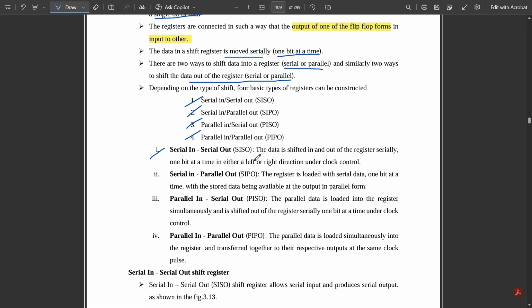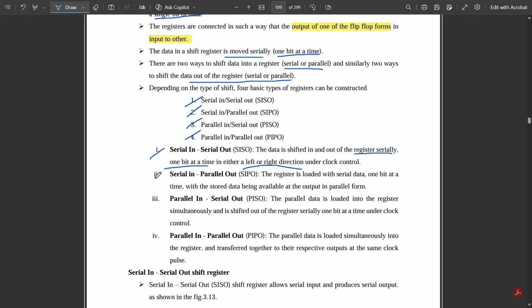The data is shifted in and out of the register serially, one bit at a time, in either the left or right direction under clock control. One thing you need to keep in mind is that all these four basic types of registers operate under clock control. Based on the clock signal only, the function takes place, whether serial in or parallel out. In the first case, the data inputs are sent serially, and they come out of the register serially, in the same order in which they were sent.